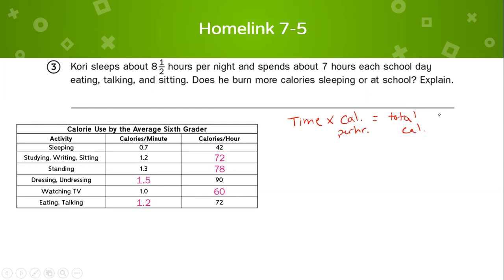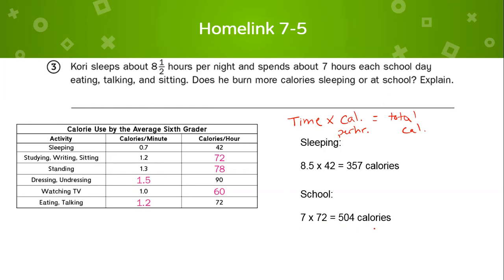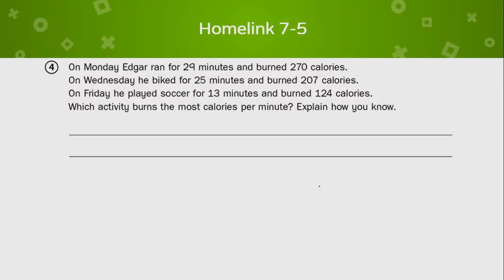Sorry if my handwriting's a little messy. So for sleeping, we're going to take the time, 8.5, and it's 42 calories per hour, and we get 357 calories. And for school, we're going to take 7 hours times 72 calories per hour and get 504 calories. So, does he burn more calories sleeping or at school? He burns more calories at school. Okay. Let's take a look at this last one.